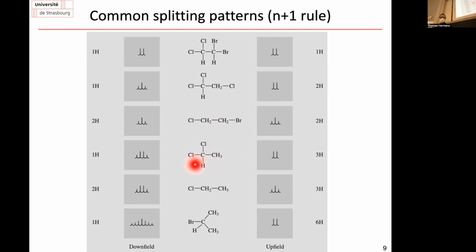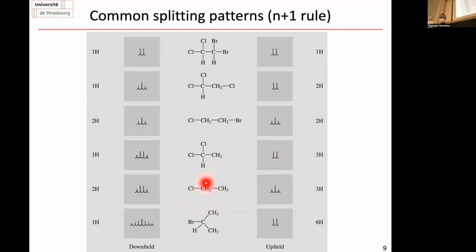Okay, here I have this one, 2 chlorines directly attached. So downfield, it has 3 neighbors. So I have a quartet. Here, this one is farther away, so more upfield. And this one has 1 neighbor, so doublet.